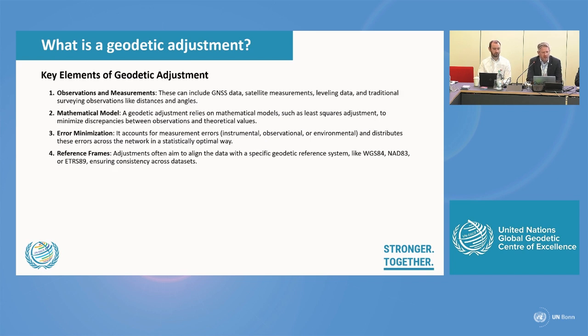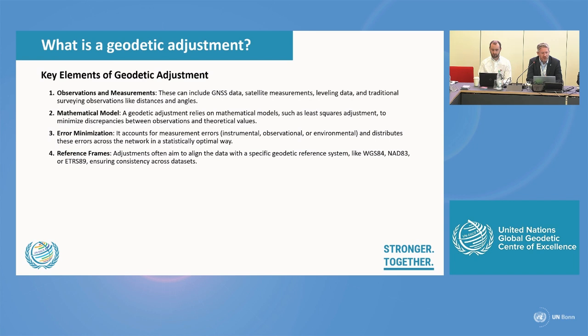So what are the key elements of performing this geodetic adjustment? Well, the first one is your observations and measurements. This can include GNSS data, satellite measurements, levelling data, as well as traditional surveying observations like angles and distances. Many people, particularly the ones in the developing countries that I work with, only have the angles and distances, and so they are a critical part of their geodetic adjustment when they want to bring those in.